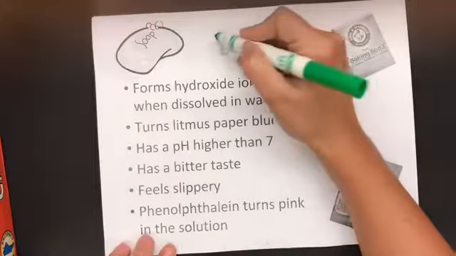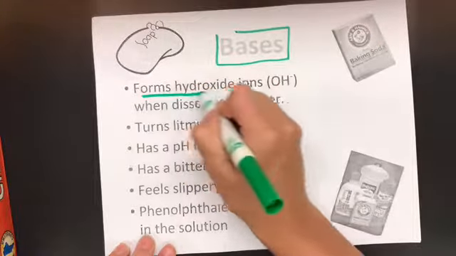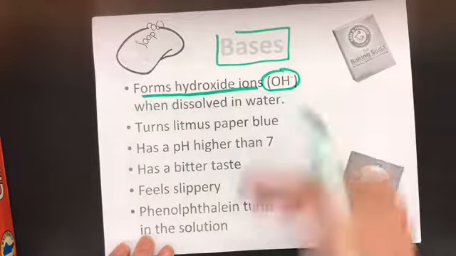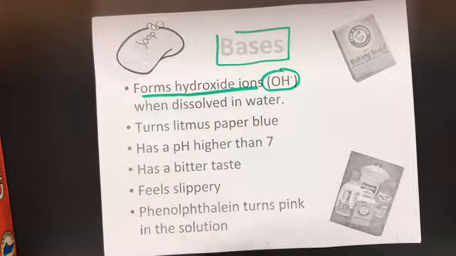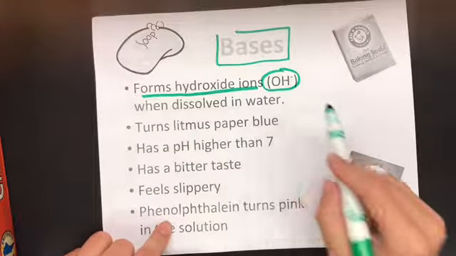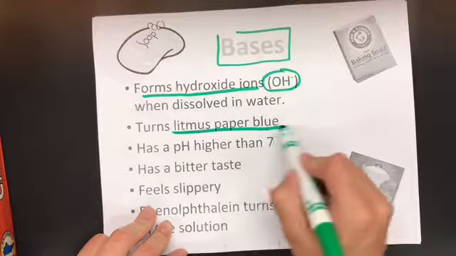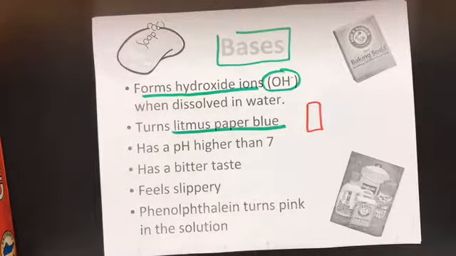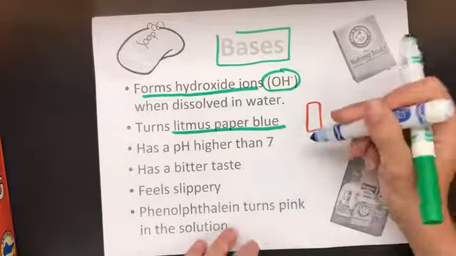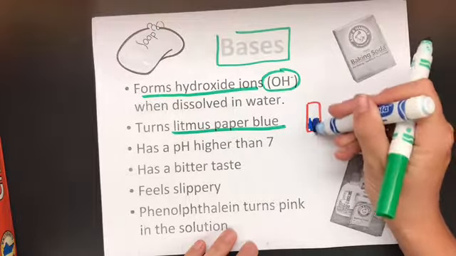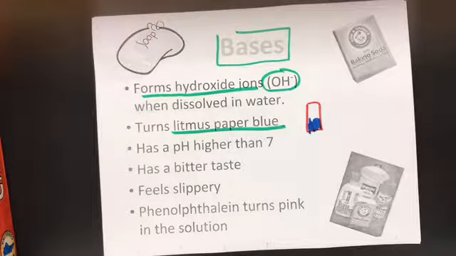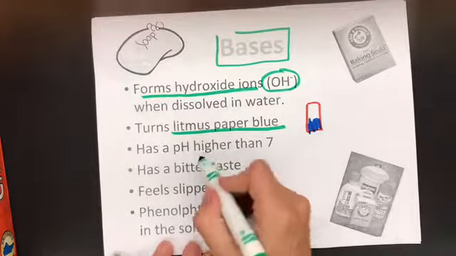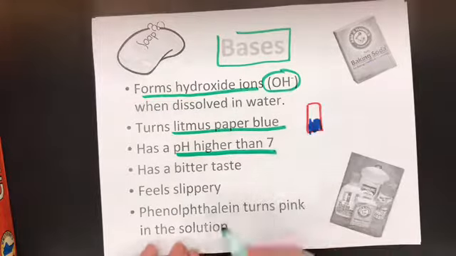Bases form hydroxide ions. You should know hydroxide because we've dealt with it when naming chemicals. It forms hydroxide ions when dissolved in water. Litmus paper turns blue. You put the litmus paper into the solution and you get this blue color. It will literally turn blue right in front of you. That means it is a base. If the pH is higher than 7, it is a base.